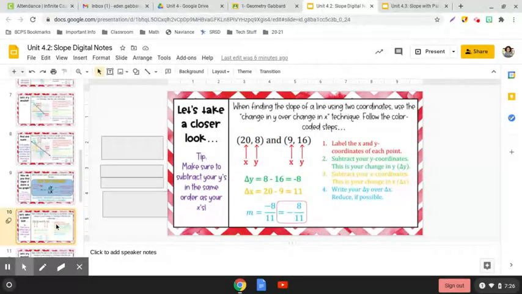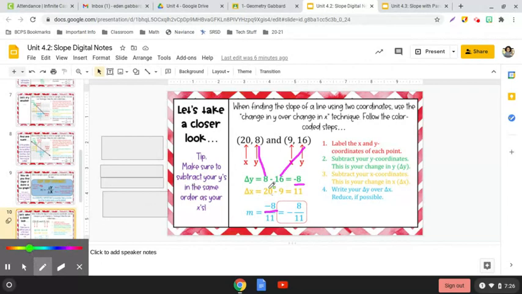To do that, this is what it looks like. We have our 2 points given right here. We label them X and Y. That's very important. Then we find the change in Y. So we're going to use this point first for all of our equations. So here is our first Y, we're going to pull that down here. And our second y, we're going to pull that down here. And 8 minus 16 is negative 8. So this is where we get our negative 8.